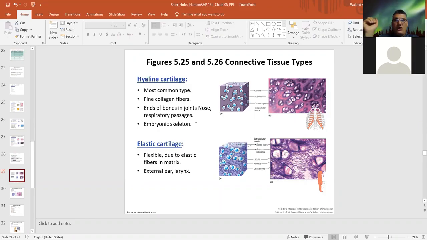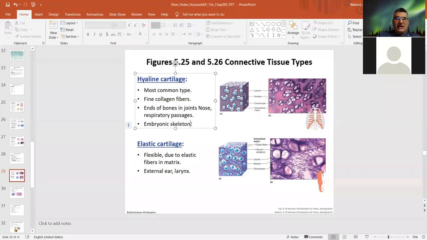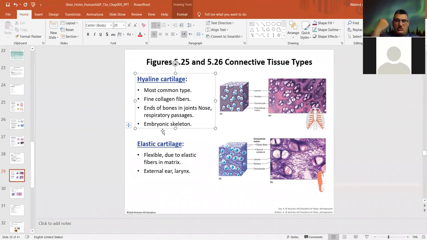Hyaline cartilage. What else do you need to know about the hyaline cartilage? It's at the end of the bone, in the joint, also located in the nose, like this cartilage right here. This is the hyaline cartilage. Location is extremely important. And here you also need to know that this used to be your embryonic skeleton. What you see now as bone used to be cartilage. Yes, like your humerus, the arm bone used to be cartilage. And as you grow, you put calcium and different types of deposition, and you change it into bone later on.